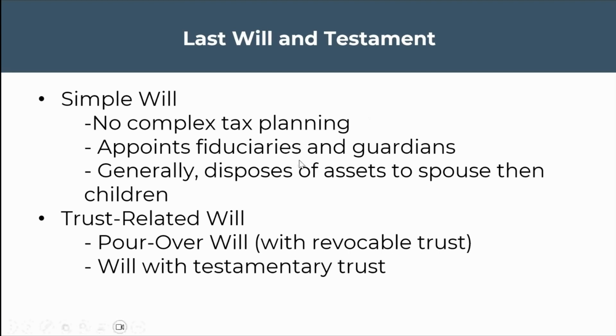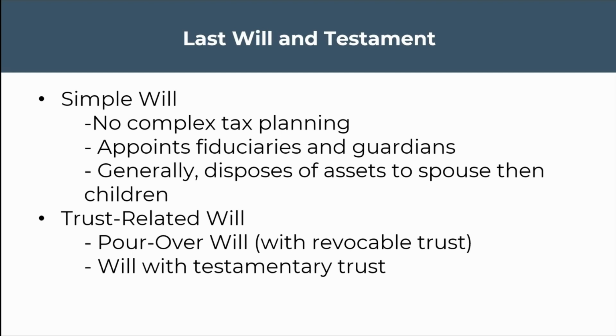You can have trust related wills. A trust related will typically is going to have a testamentary trust in it. It'll be a last will and testament that creates a trust upon your death, and that trust could be for minor grandchildren or children. It could be for special needs. It could be just for children or grandchildren that can't be trusted with money. A lot of reasons why you might want to do that.